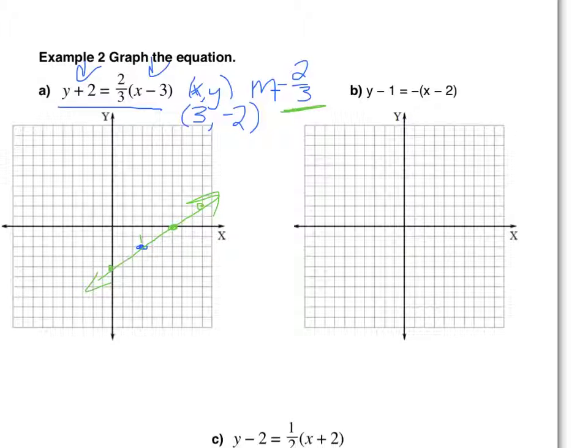Okay, this one, we take our coordinate point away. We have (2, 1). And then looking at this, my slope is going to be -1. Okay, so (2, 1), I go right 2, up 1. And then my slope is -1, so I go down 1, right 1. Down 1, right 1. I can continue plotting points. And we just graph our line. Okay, so there's that line.